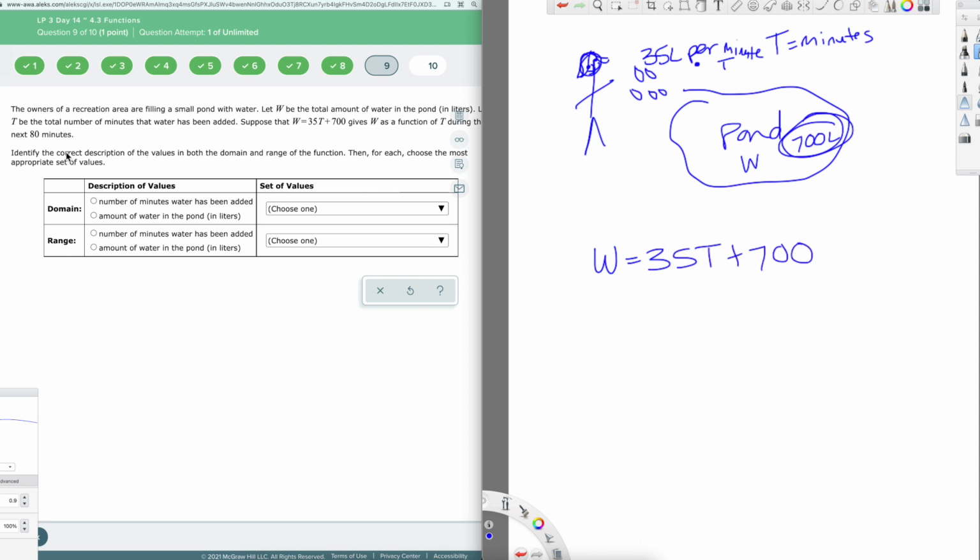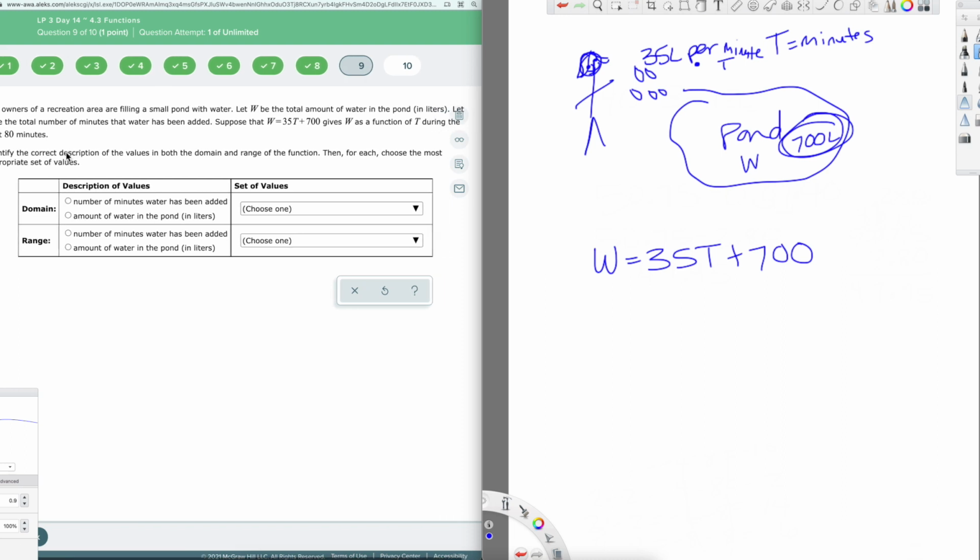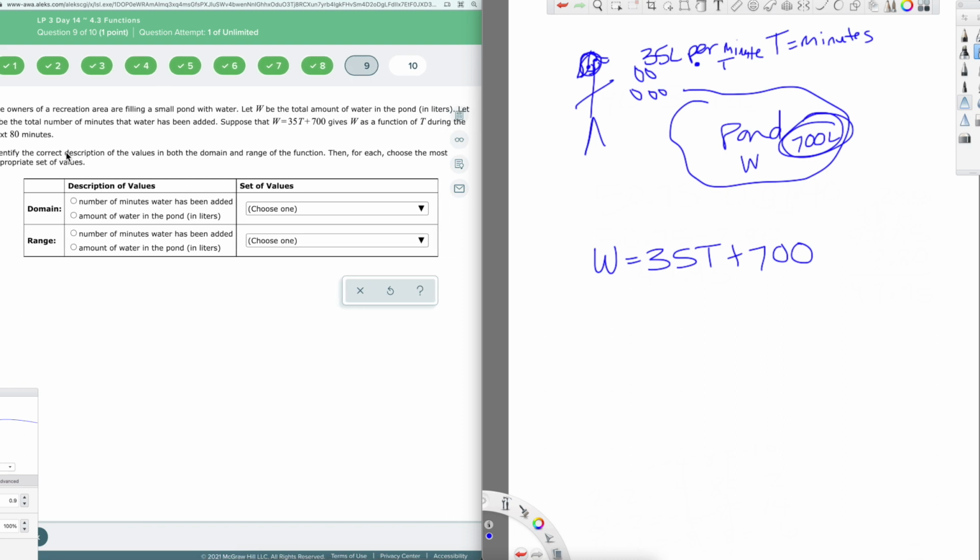It says we're going to identify the domain and the range. And domain is another way of talking about the input. So this is going to be my input. I'm choosing the number of minutes here. So this is my input, and this is going to be my output. The amount of water in the pond is my final amount there.